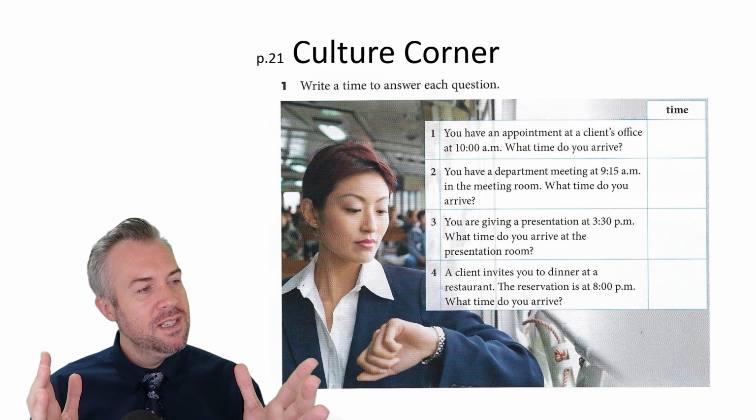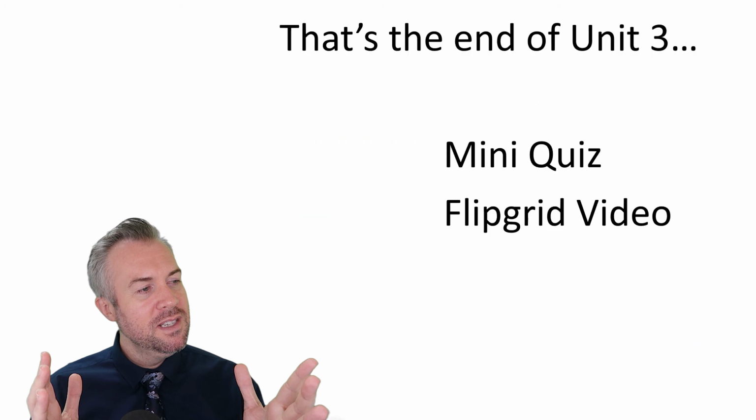Let's wrap up Unit 3. That is the end of Unit 3. We have studied schedules today. We have talked about different events. We have talked about the days of the events, and we have talked about the times of the events. The main question was, when is the department meeting, or is there a meeting on Tuesday, on Wednesday, on Thursday, etc.?